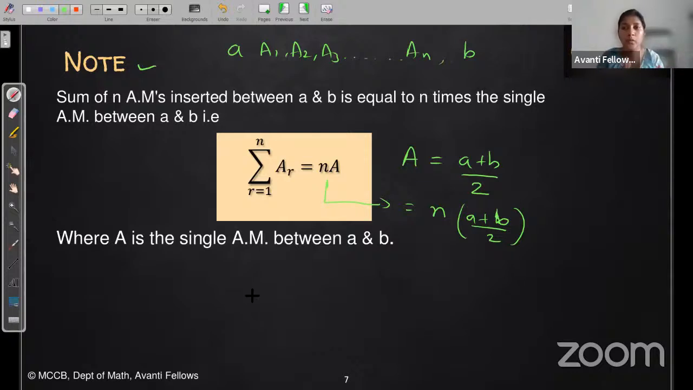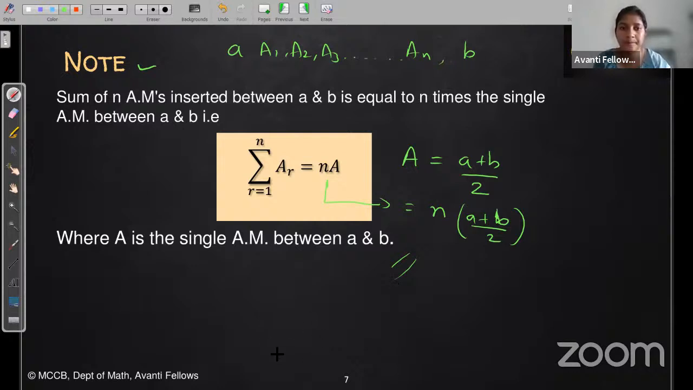So A1 plus A2 plus A3 so on up to AN will be equal to n into A plus B divided by 2. Here A and B are the first term and last term of that arithmetic progression. So tell me, do you have any doubt in this? Is it clear to you all? Please do check the text in the chat box if it is clear.